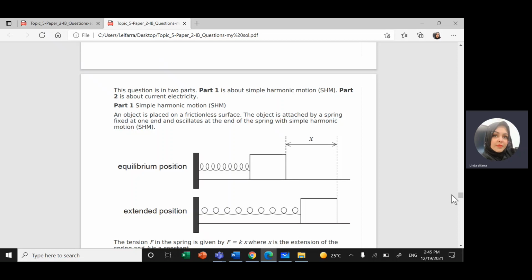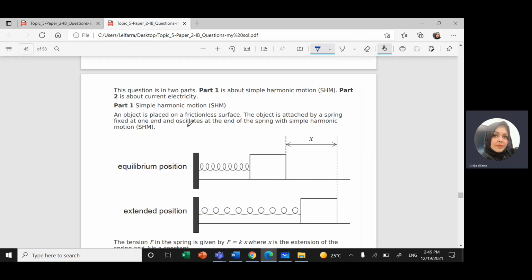We'll continue solving IB past paper exams, paper 2. Today we're going to solve a question that is related to topic 4, simple harmonic motion, and topic 5, electricity. So part 1 is about simple harmonic motion.